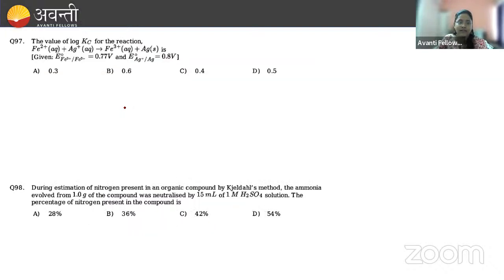A answer. Next, the value of log Kc for the reaction is... Kc के लिए हमको E naught दिया हुआ है, ये भी दिया हुआ है, हमको Kc की वैल्यू पूछी है, log Kc की वैल्यू. ठीक है? We have asked to find out log Kc. Yeah, so what will be the answer?